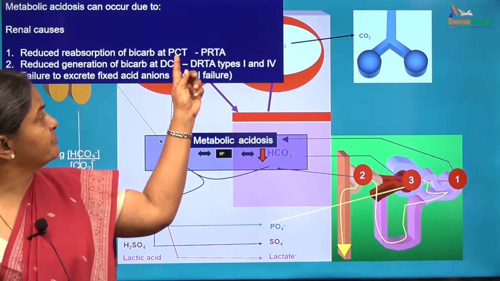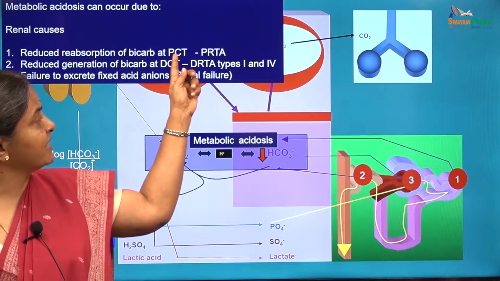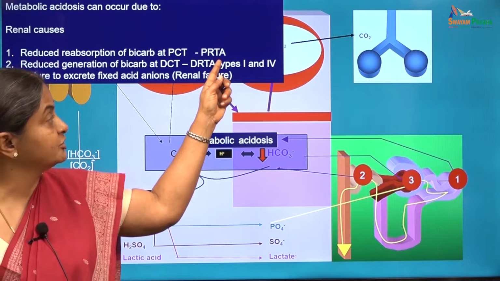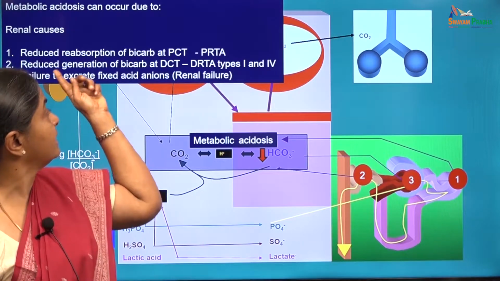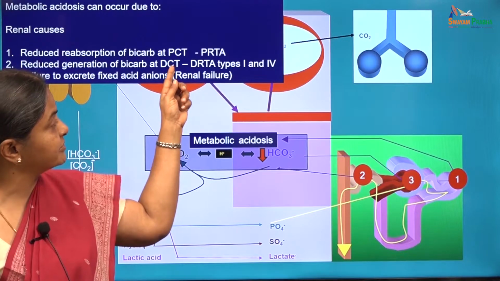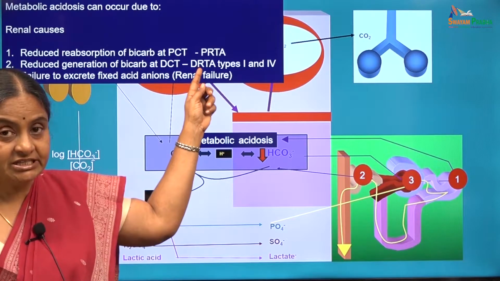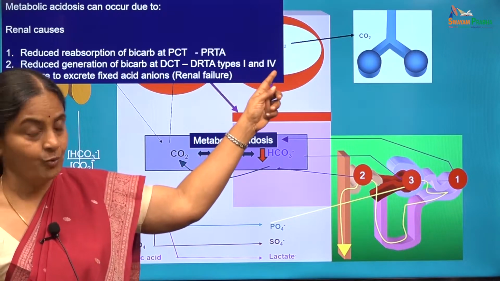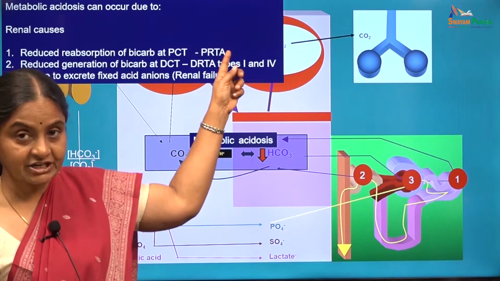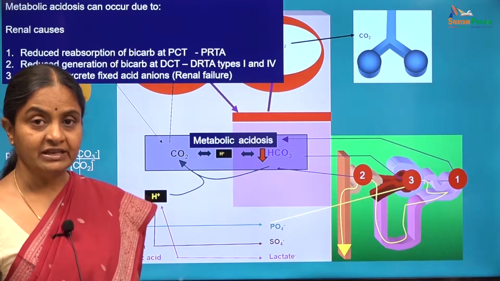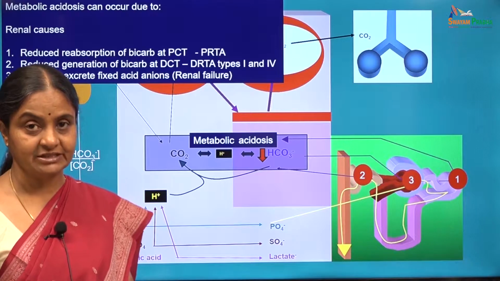Any disturbance in the proximal tubule which reduces bicarbonate reabsorption will lead to a condition called proximal renal tubular acidosis, and any disturbance in the distal tubule which affects bicarbonate regeneration leads to distal renal tubular acidosis. There are two types, types 1 and 4. PRTA is actually type 2 renal tubular acidosis. And there are some who think that there is a type 3, which is a mixed disorder.